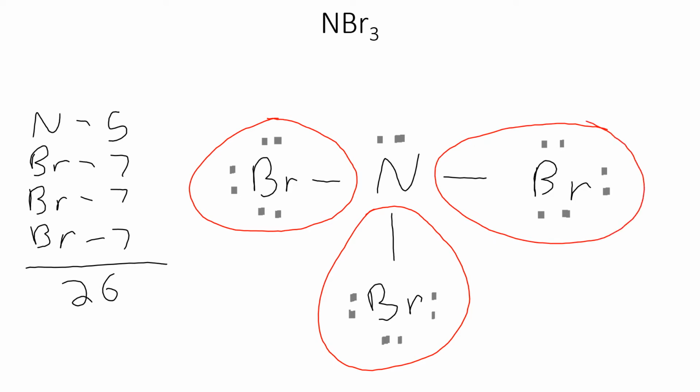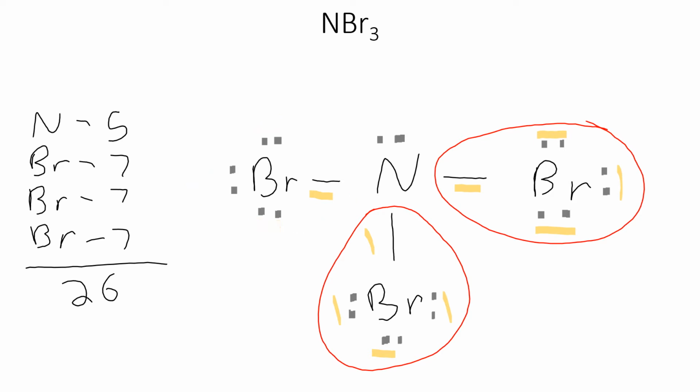And then we say, do we have 8 electrons in that atom's general area? Well, 2, 4, 6, 8. Around the bromine on the left, the answer is yes. If we look at the bromine on the bottom, 2, 4, 6, 8. That's also a yes. The bromine on the right, 2, 4, 6, 8. So all the bromines are good with their octets.